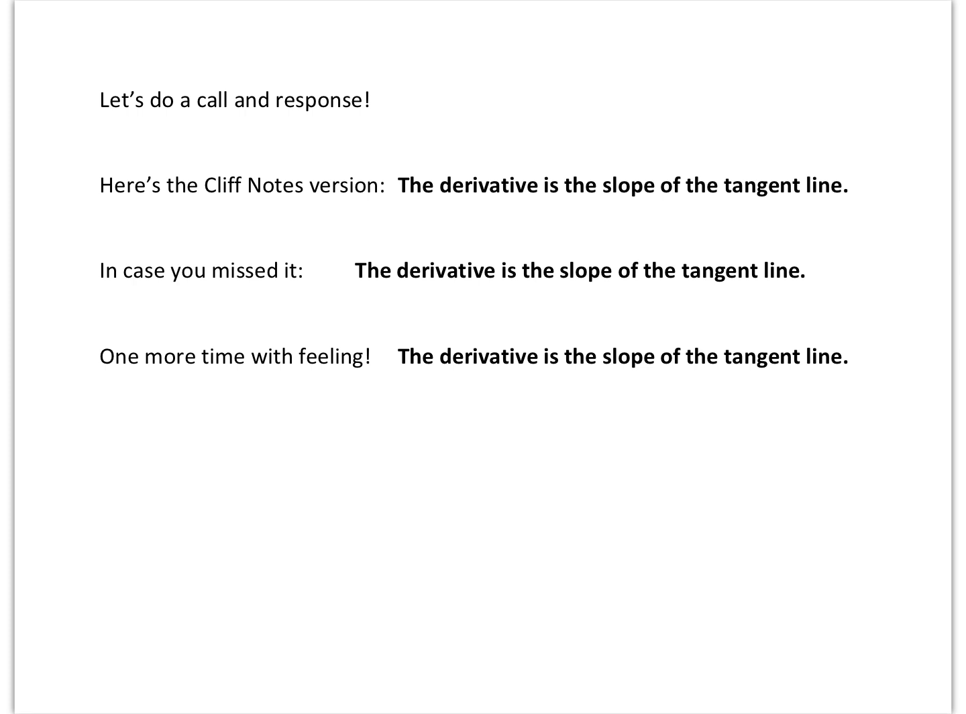The derivative is the slope of the tangent line. In case you missed it, the derivative is the slope of the tangent line. And one more time with feeling, the derivative is the slope of the tangent line.